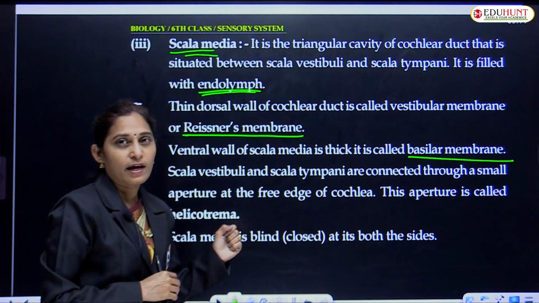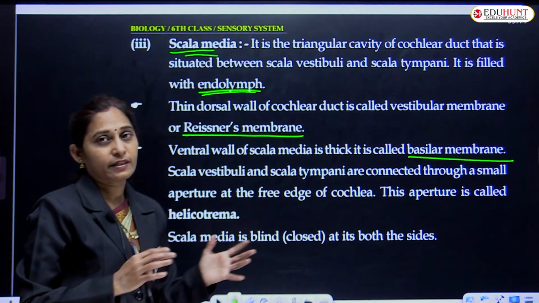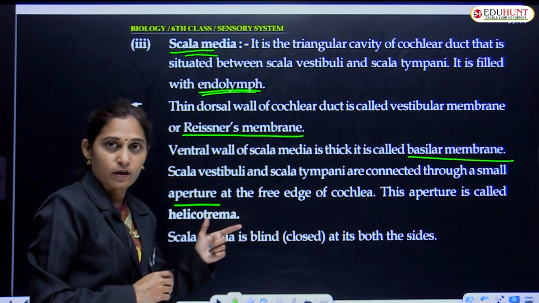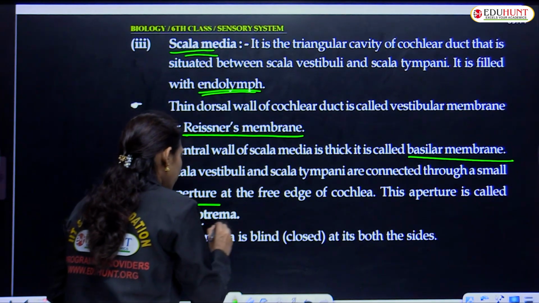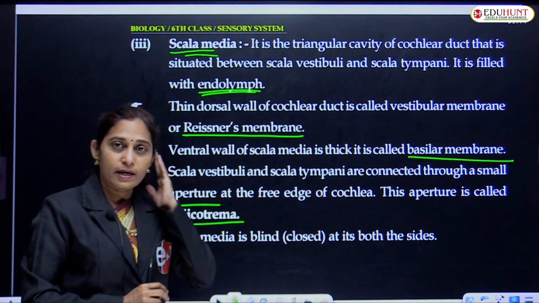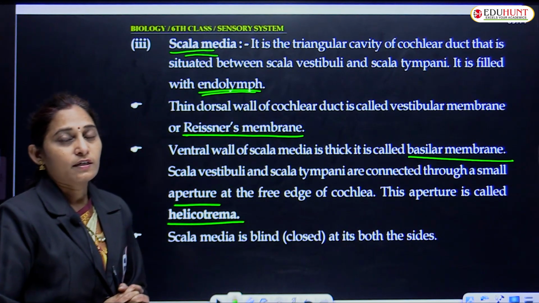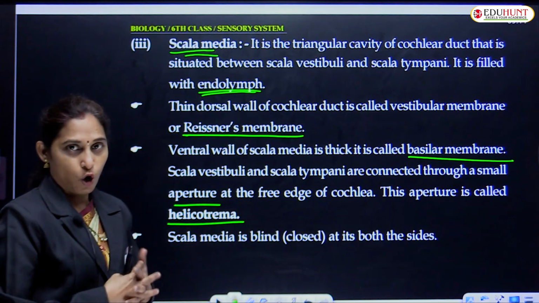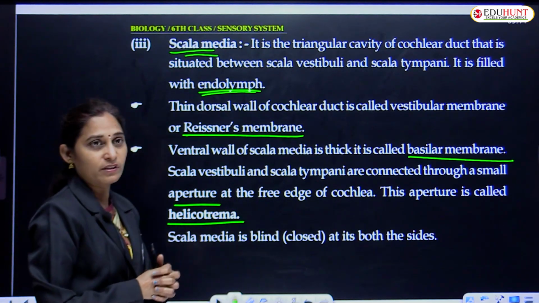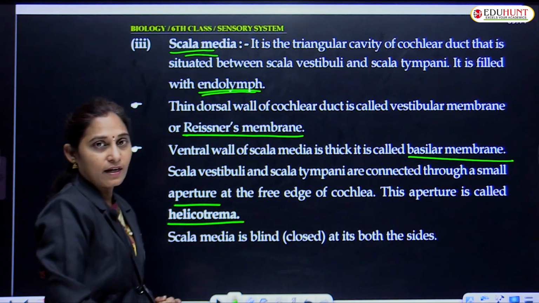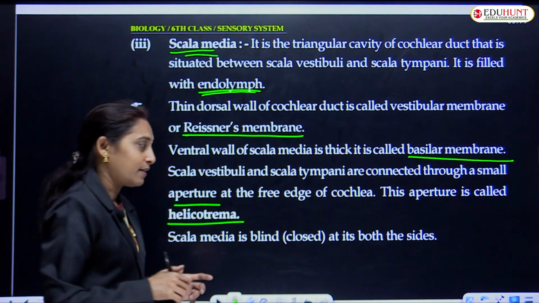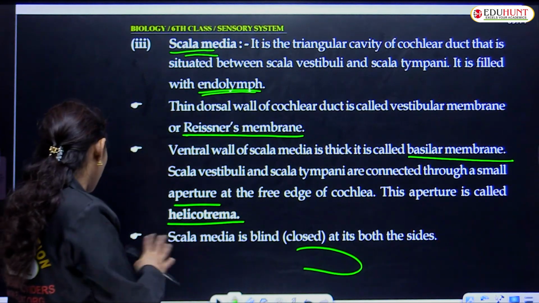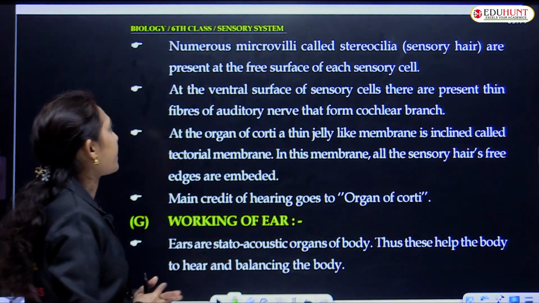And scala vestibuli and scala tympani are both connected through a small aperture at the free edge of the cochlea, and this aperture is called the helicotrema. Helicotrema is the aperture through which the scala vestibuli and scala tympani are joined and in connection with each other. Scala media ends blindly, that is, it is closed on both sides.